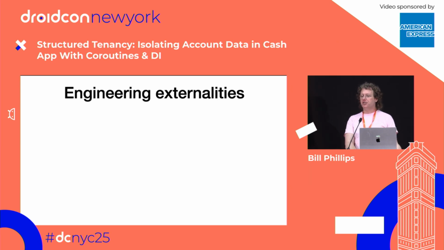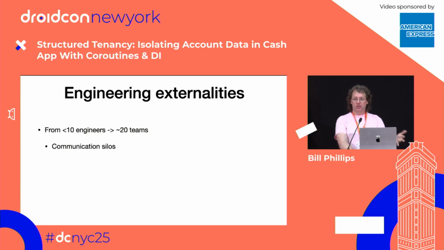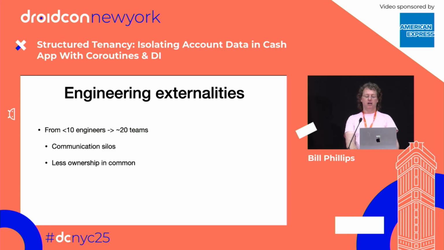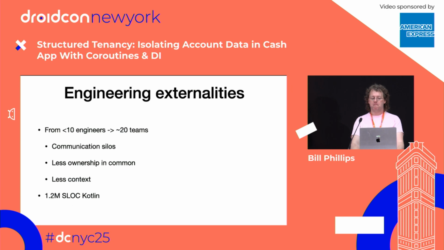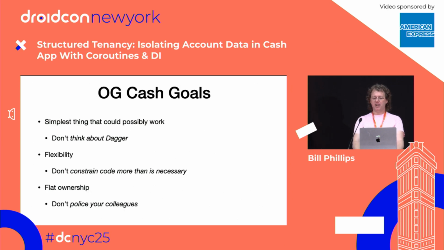And then finally, you've got engineering externalities. If you've been in a growing company, you've seen this stuff, but we went from less than 10 engineers to, I did a count on our internal tools, about 20 mobile teams. I didn't even count the engineers. That results in communication silos and less ownership in common, less context for each engineer. And then it's just flat out more code to deal with, right? So those OG Cash goals, some of them are kind of broken.